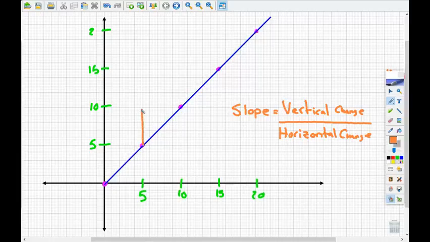To find this, I draw a vertical line from the first point to the level of the second point. The length here is 5. I then draw a horizontal line from the endpoint to the second point at (10, 10). The length is also 5. Notice that this forms a right triangle. I now have a vertical change over a horizontal change, 5 over 5, which is equal to 1, and that is the slope of this line.